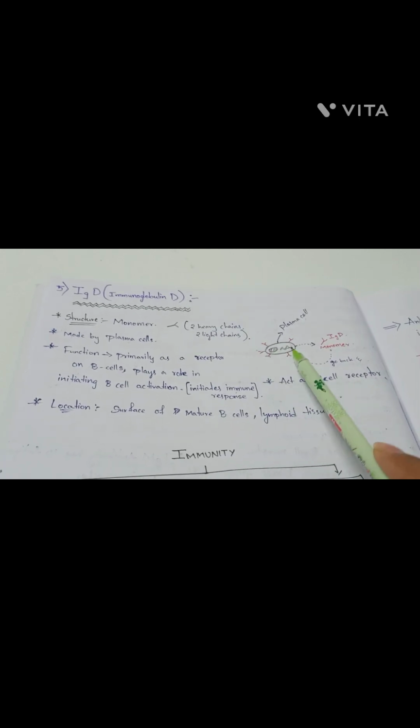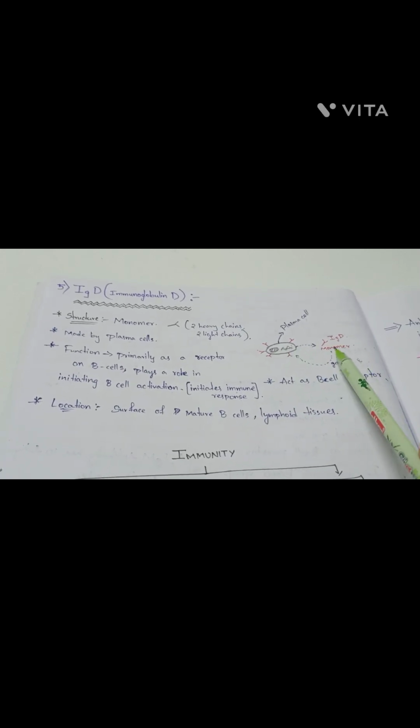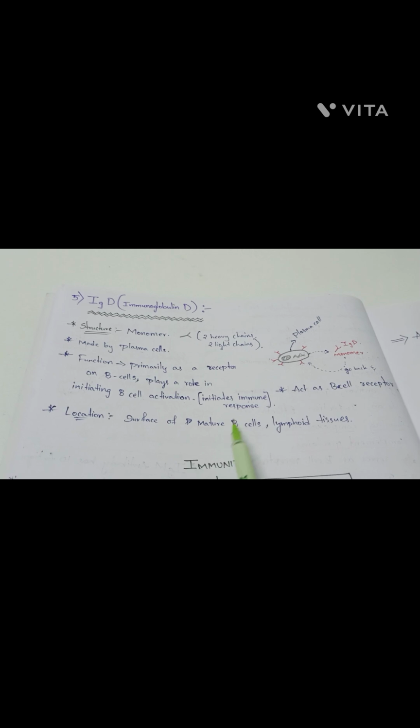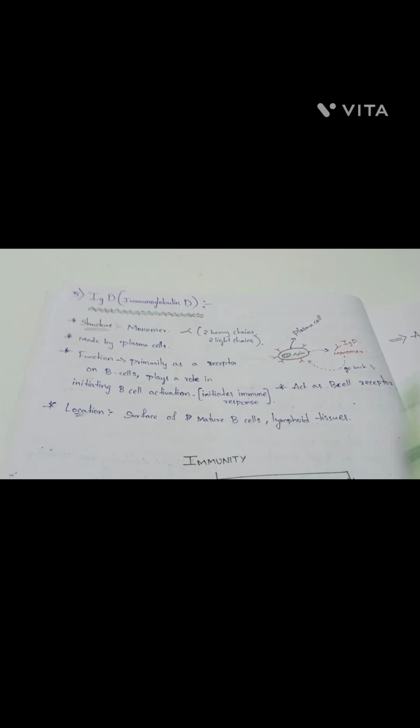As you can see here, the plasma cell secretes the IgD monomer and it goes back to the B cell and acts as a B cell receptor. Location: surface of mature B cells, lymphoid tissues.